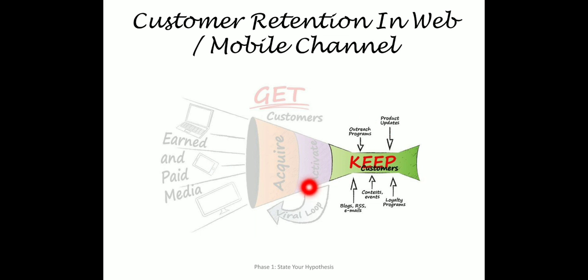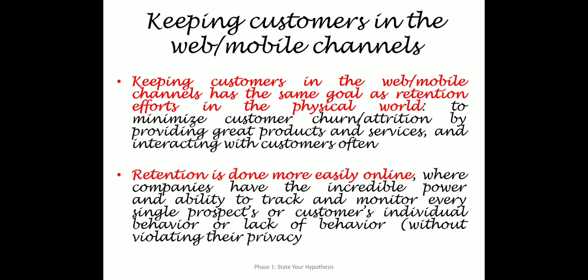Outreach programs, product updates, contest events, loyalty programs, blogs, RSS, emails. Keeping customers in the web mobile channel has the same goal as retention efforts in the physical world: to minimize customer churn and attrition by providing great products and services and interacting with customers often. Retention is done more easily online, where companies have the incredible power and ability to track and monitor every single prospect's or customer's individual behavior or lack of behavior without violating their privacy.